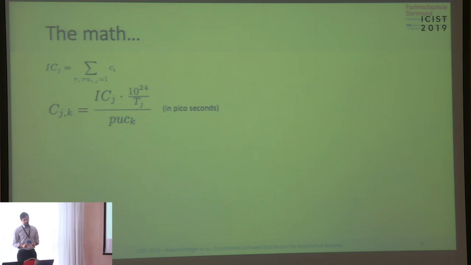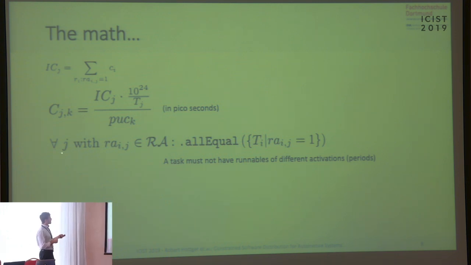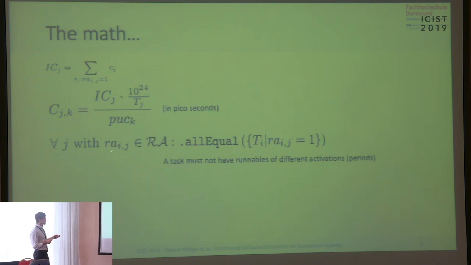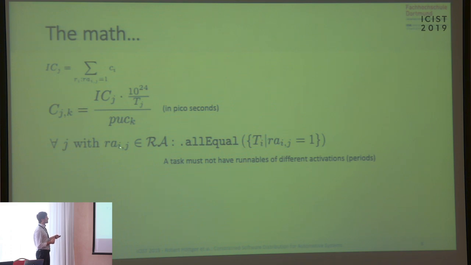Okay. And this is an example of a constraint that we incorporate into our solution. That means that of all tasks, so J is the task index still, and RA is the runnable assignment set, and we have, of course, many runnable assignments. And this is actually the constraint that we apply. That means that across all those runnable assignments, the period of the runnable must be the same for all J. That means that within a task, the activation rate of all the runnables that are assigned to that task must be the same.